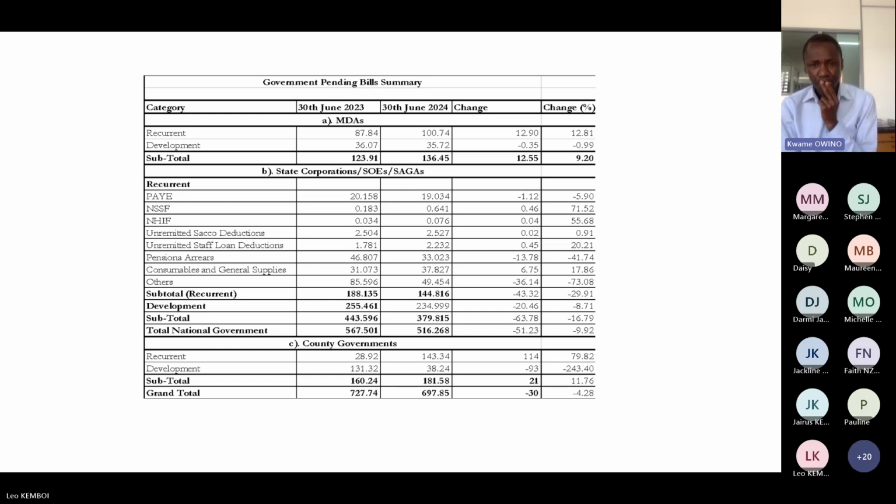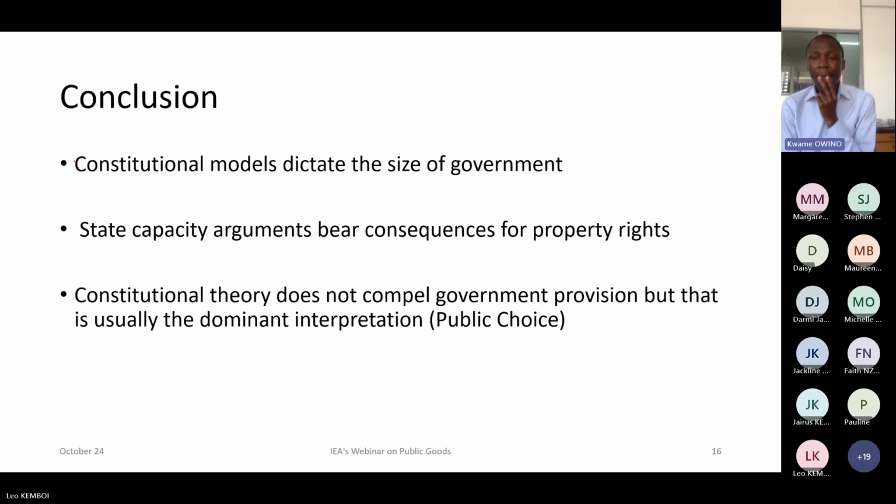So as I conclude, what are we saying here? The claim we've made is that one. Can I have the next slide? Yes. That it seems to be obvious when you say that constitutional models dictate the size of government. I think it does. However, it depends on how it is interpreted and what it allows.